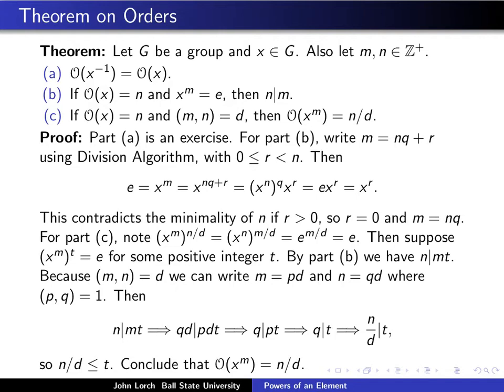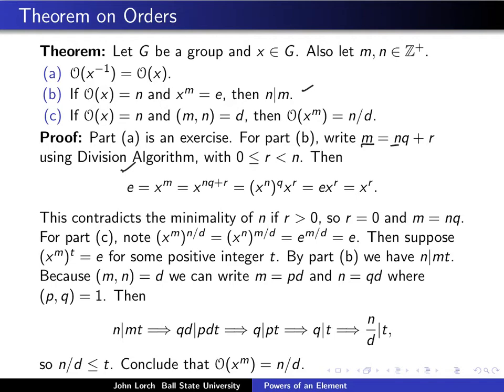For Part B, what we want to do is divide m by n. And the division algorithm tells us that when we divide m by n, we get a unique quotient and remainder, where that remainder must be bigger than or equal to 0 and strictly less than n. So now we have this equation. We begin with the identity, and we're told in part B that x to the m is the identity, so I know that e is x to the m. But now we've divided m by n to obtain that m is nq plus r.